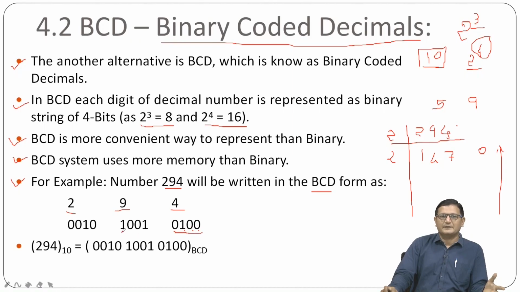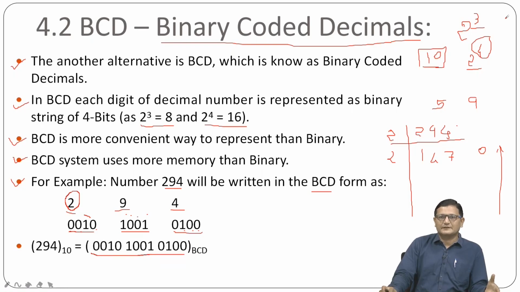Similarly, for 9 it is 8 plus 1. So 8 is there and 1 is there, while 2 and 4 are not there, so those are 0. 8 plus 1 makes 9, right? Similarly for 2, 8 and 4 and 1 are not there, only 2 is there, okay? So this is the binary of 2. So see here, each and every digit is written in the form of 4 bits of binary, and this is called BCD, right?